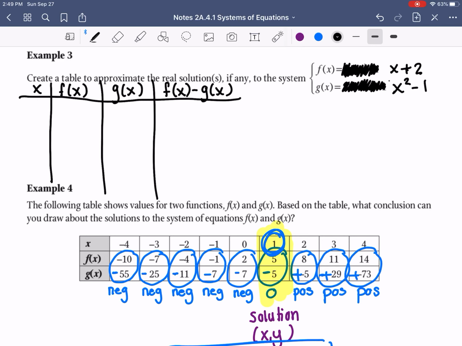So that's what I did down here. This one right here was f of x minus g of x. That's what that little line was. So we don't really care exactly what number it is. We care if it's positive, negative, or 0. So normally we go from -4 to +4.